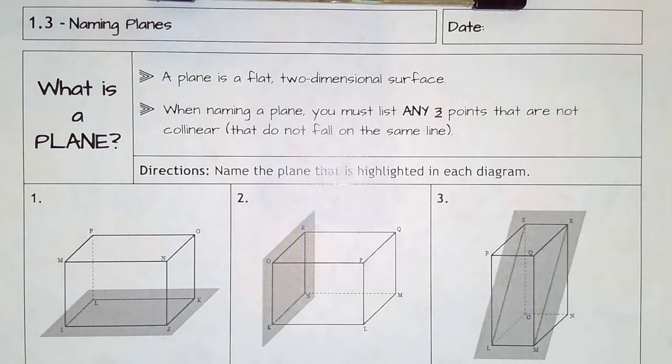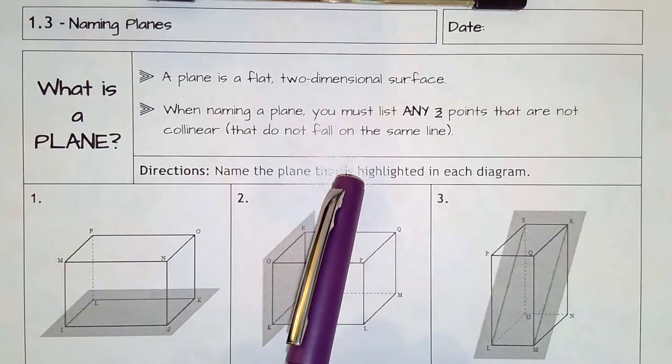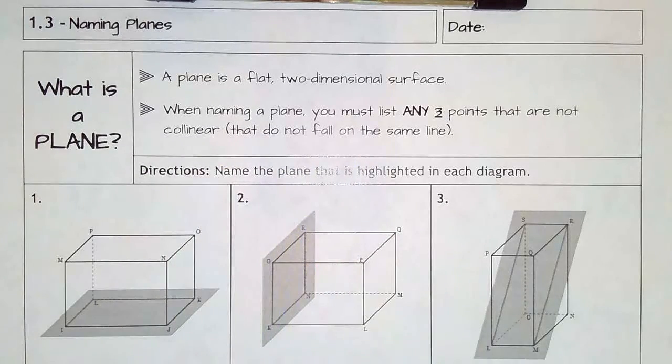Okay, 1.3 is called naming planes. So we're going through all these different kinds of objects that we have to know how to give a name and what to call them. A plane is a flat two-dimensional surface. When naming a plane, you must use any 3 points that are not collinear.